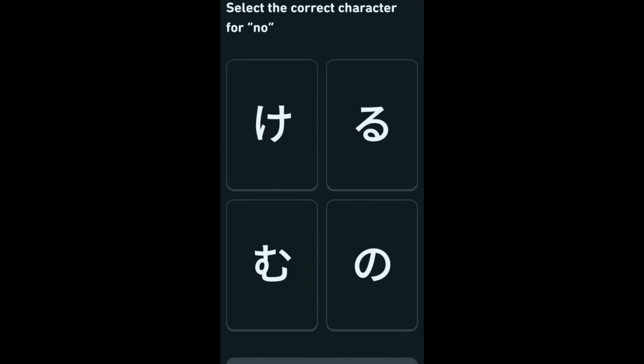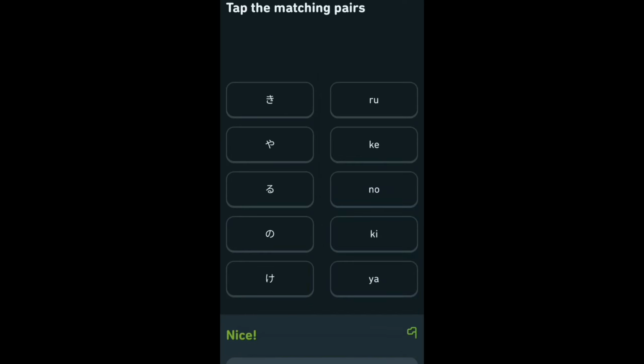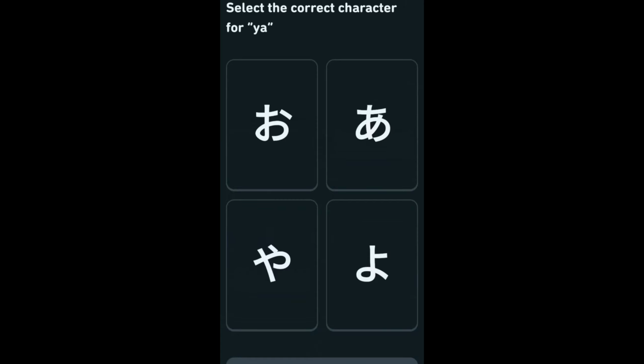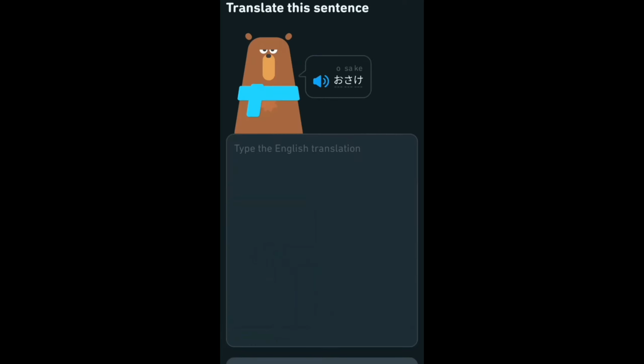Now, what is the character for no? It's the last one, we haven't covered that. So the first one, just did this recently, ki. The second one we haven't covered, that's ya. Third one is ru. Fourth one is, we just did this, no. The last one is ke. What is the character for ya? Last one. Or which one is it? Is it the first one, the second one? It's the third one. Osake.